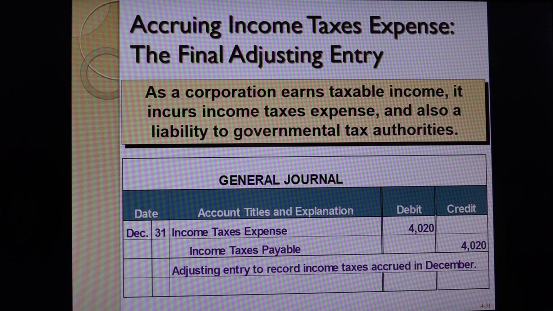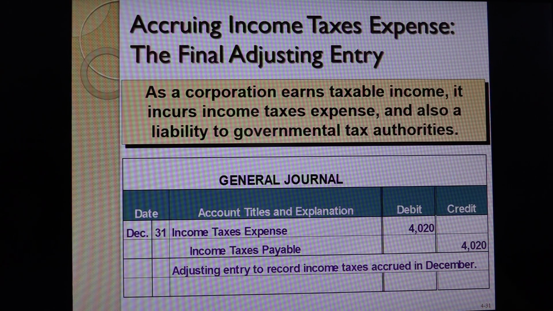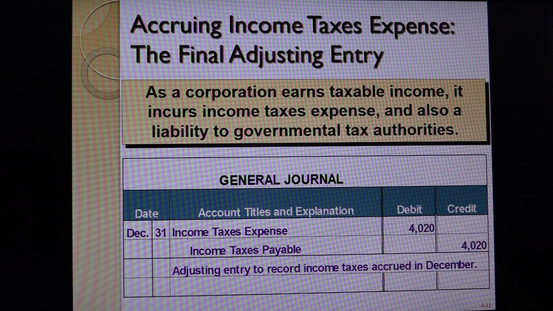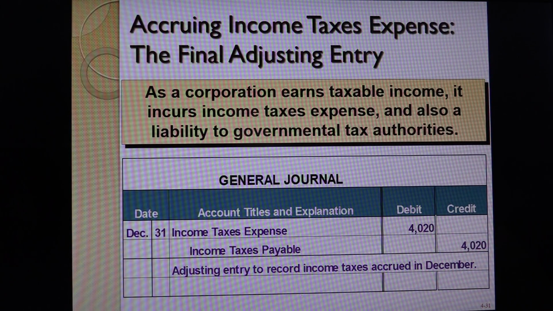Here's another example of accruing an expense. You have taxes that you owe, but you're not going to pay them till the next year. You simply incur the expense, income tax expense, and then create a payable. And then when you pay it the next year, you're going to debit the payable account and credit cash.